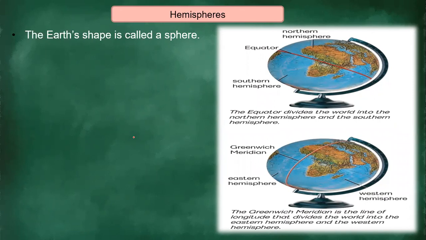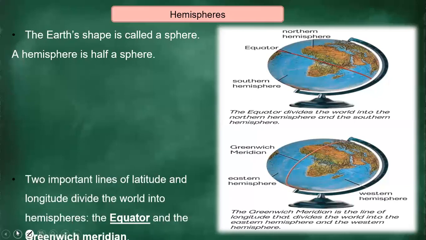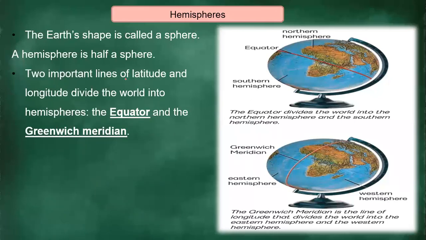Okay, let's move to our lesson. The earth's shape is called a sphere because it is round. So this globe here tells us that the earth is round. So a hemisphere is half of the sphere. Okay, it is half of the sphere.